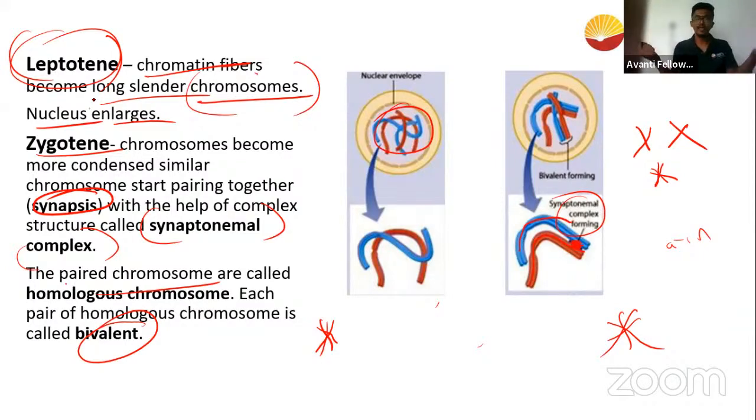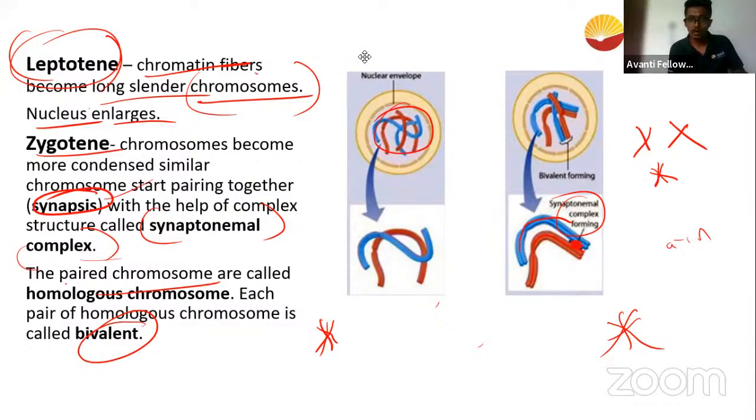Zygotene, what happens? The chromosomes start pairing with each other. How pairing? Homologous pairs get to each other. Once the homologous pairing starts, this process is called synapsis. Once they are paired, they are attached with each other. They overlap with each other. This is called the synaptonemal complex. Once the synaptonemal complex is formed, what guys?